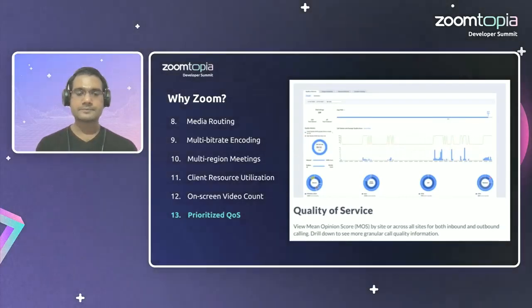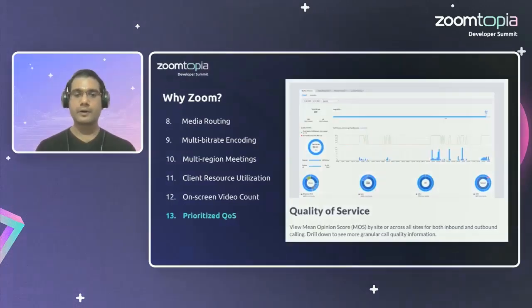Prioritized QoS. Zoom does a good job of monitoring each attendee's network quality and then dynamically adjusting video bit rates. Zoom will even drop the video stream to make sure the audio doesn't break up during a video call.